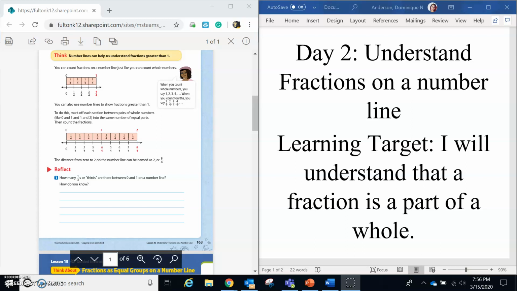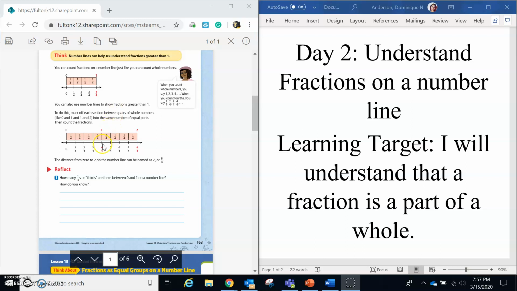And it's very important that when you count, you are counting the spaces and not the lines. Because look, if I count the spaces, I have 1, 2, 3, 4 equal parts. But if I count the lines, I have 1, 2, 3, and I might say I have 3 parts, or my denominator is 3, which is not correct. So always count the spaces and not the lines.